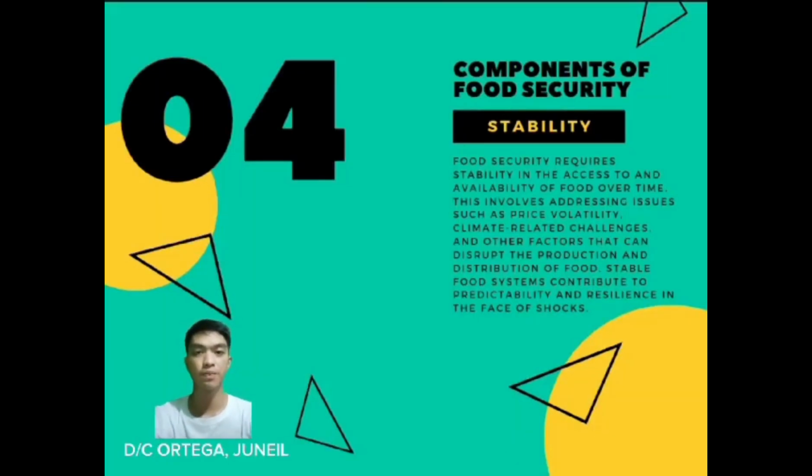Number 4. Stability. Food security requires stability in the access to and availability of food over time. This involves addressing issues such as price volatility, climate-related challenges, and other factors that can disrupt the production and distribution of food. Stable food systems contribute to predictability and resilience in the face of shocks.